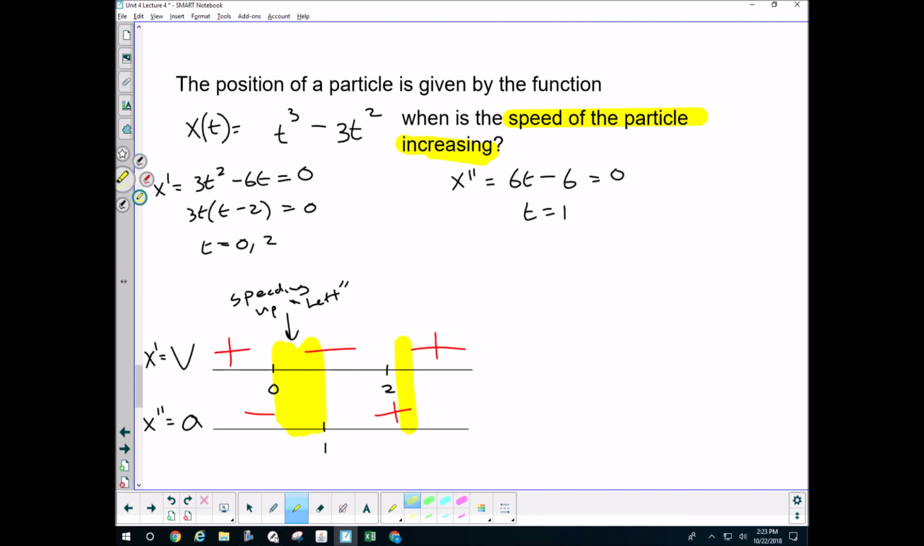Here, I'm speeding up to the right. Okay? You can speed up in both directions. Just check your signs of things.